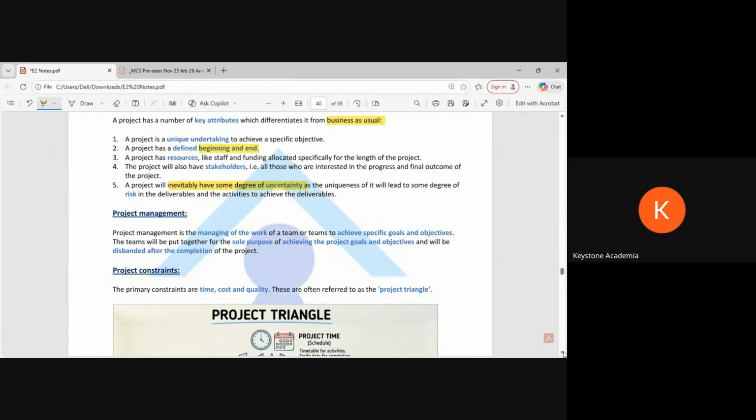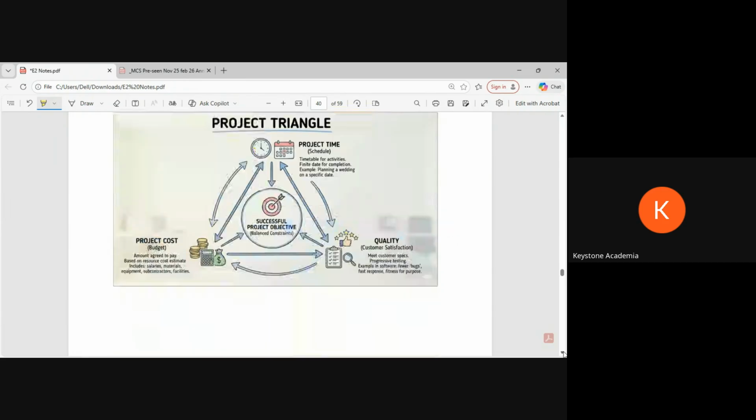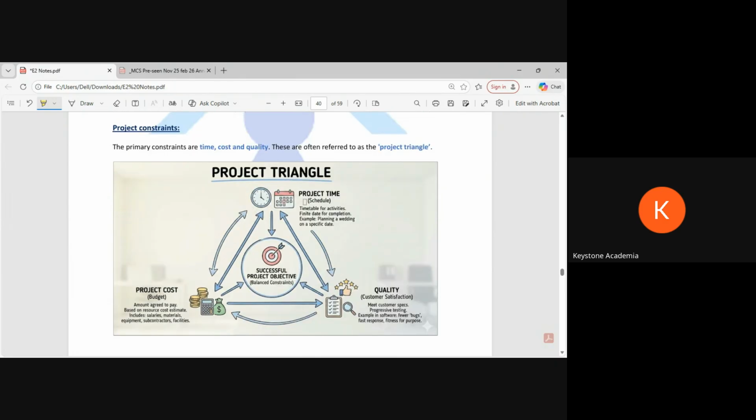In simple words, project management is all about these 3 triangles. I'm sure you might have heard of it or worked like this. There is the time. It's not like time is on the top. They are all the same. Timetable of activities. Quality, what quality you want.